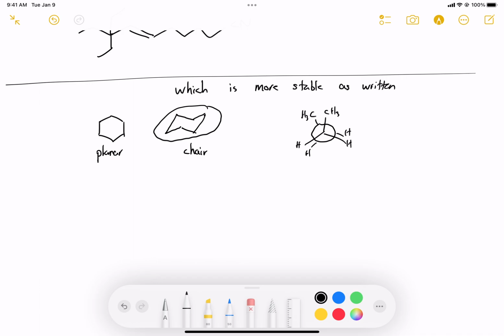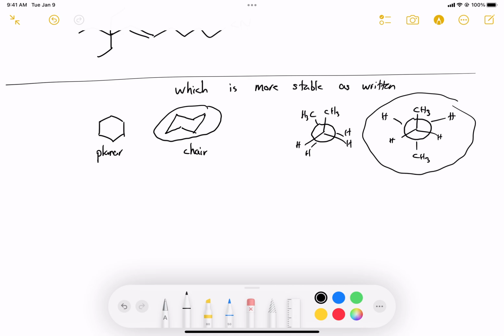All right, how about this? The eclipsed form or staggered? Staggered, right? Staggered is more stable.